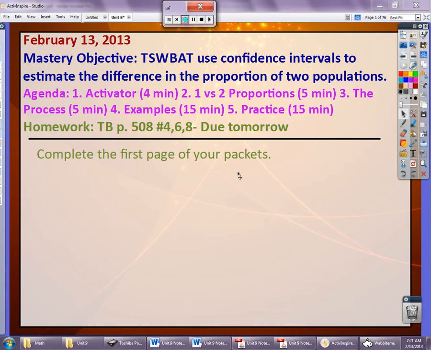So what I want you to do for your warm-up, Mr. Tucker should be passing out some packets to you. These are going to be your packets for Unit 9 on inferencing for two proportions. What I'd just like you to do is go through the first page of your packet and take about 4 or 5 minutes and read through that and see if you can answer those first 4 questions on the front of that packet. So go ahead and pause your video now.